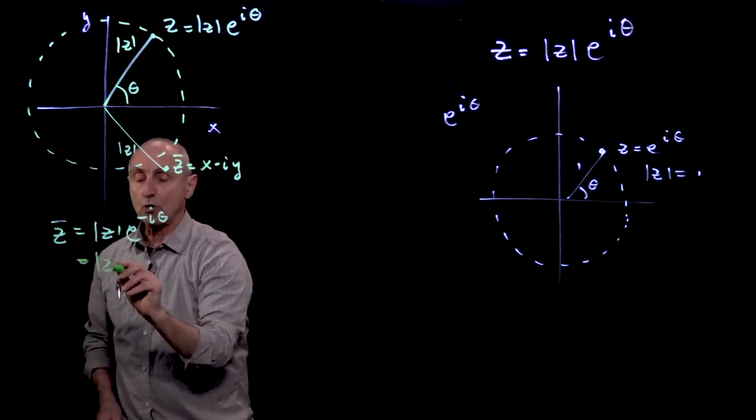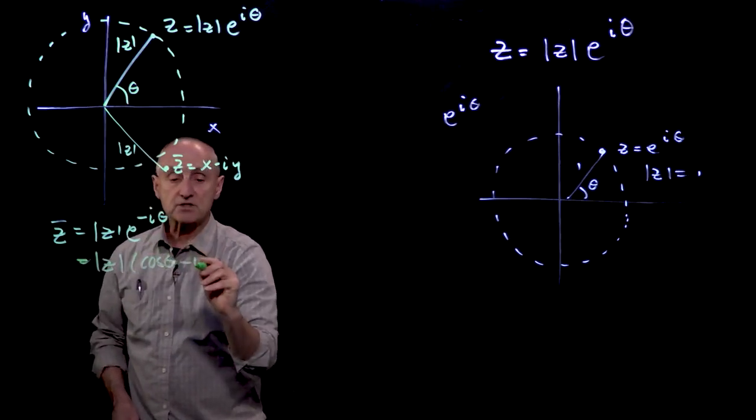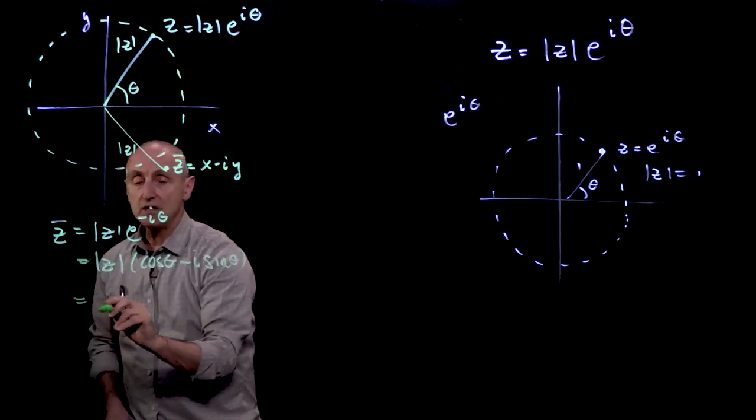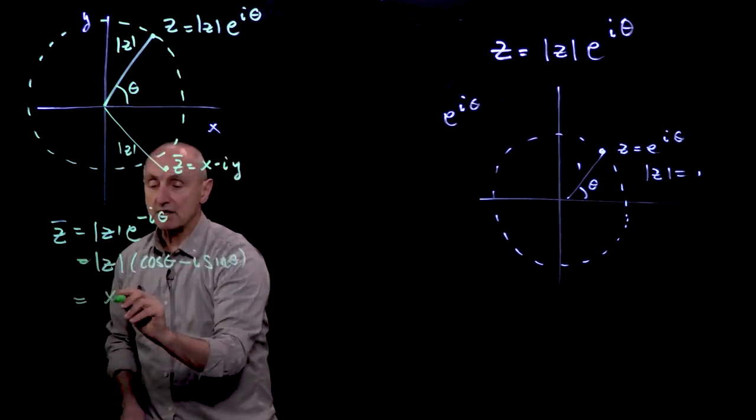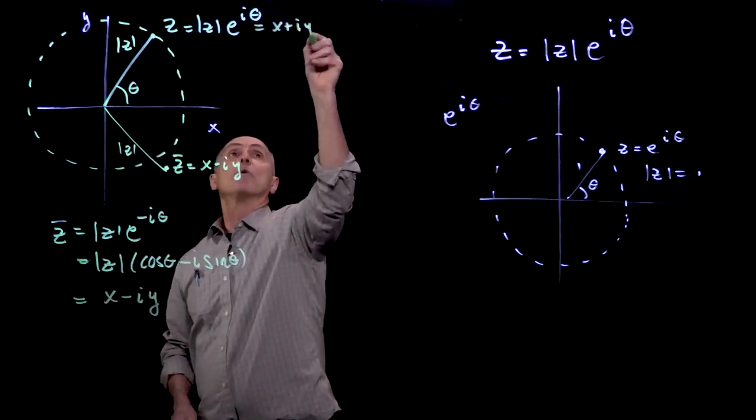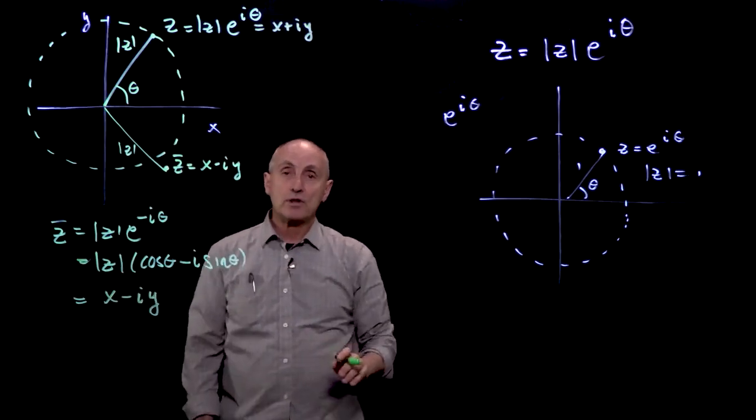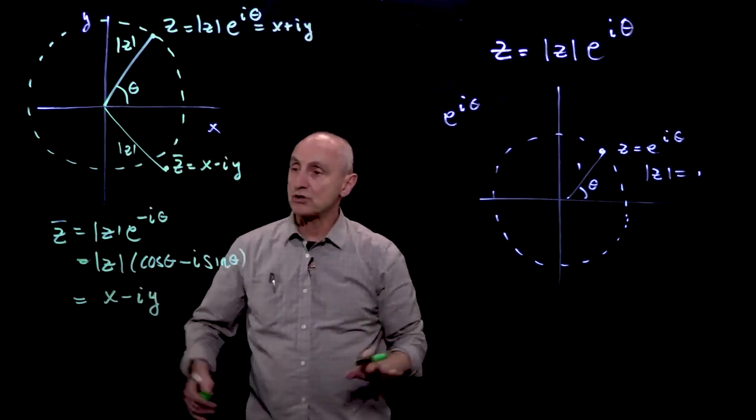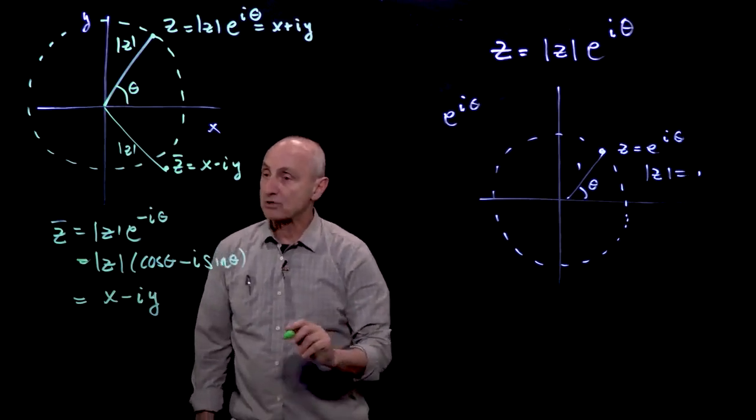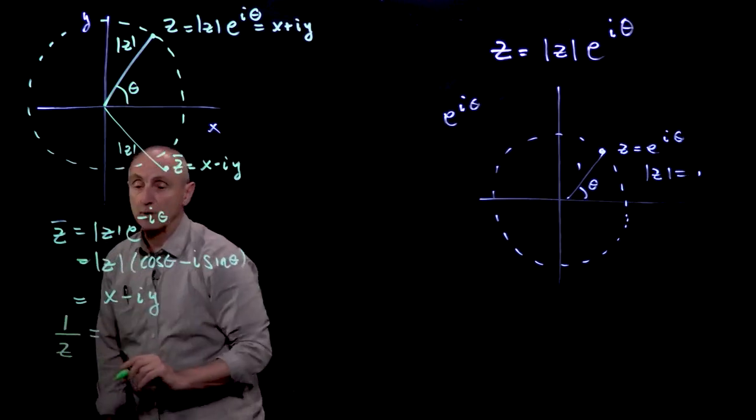Let's just use our Euler formula. This is cosine of theta minus i sine of theta. And so we see that this is just x minus iy, in agreement with what we had before about the complex conjugate. Now, there are other operations that are much easier to do with the conjugate. Let's look at one in particular. Let's look at what happens when we take an inverse of a complex number.